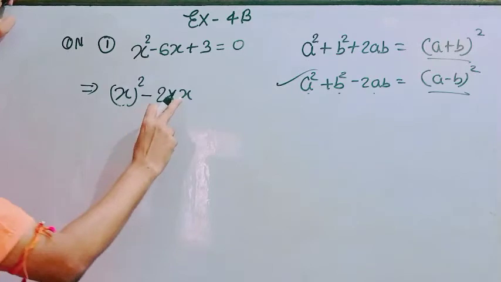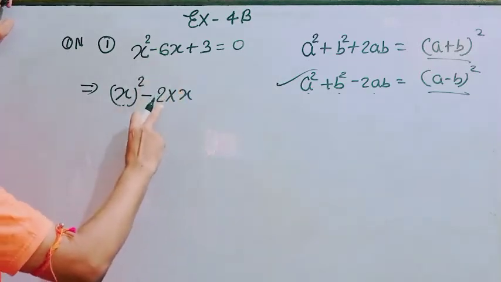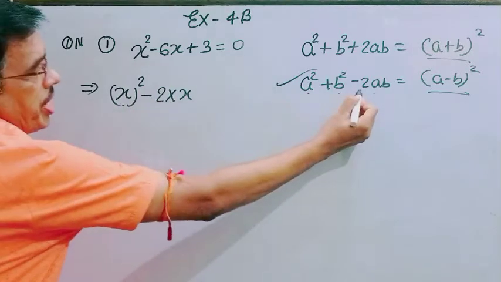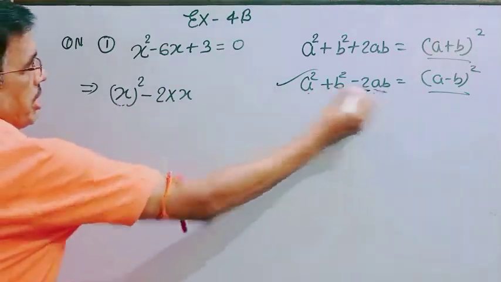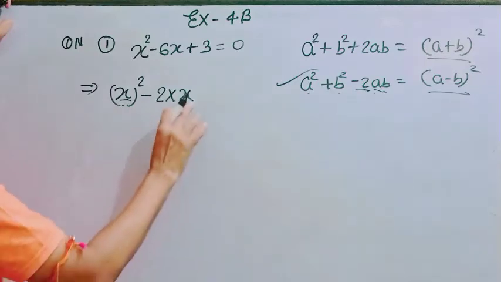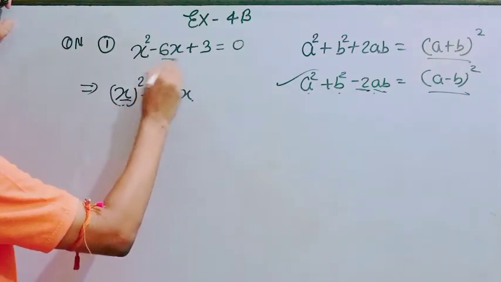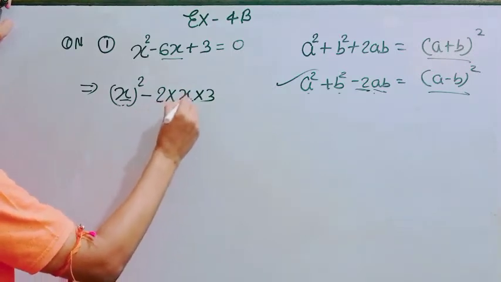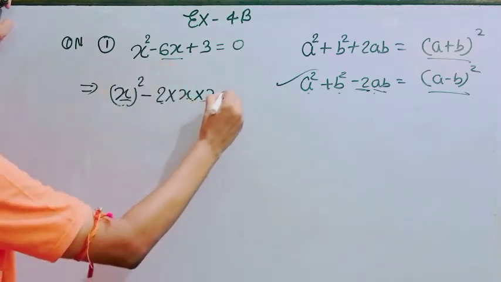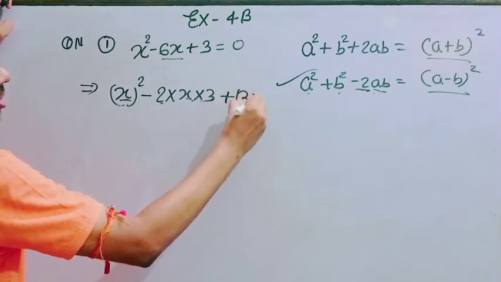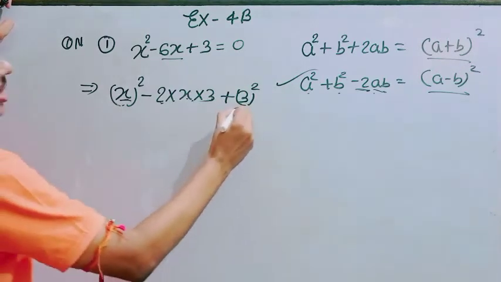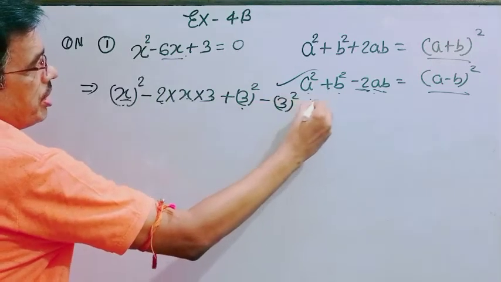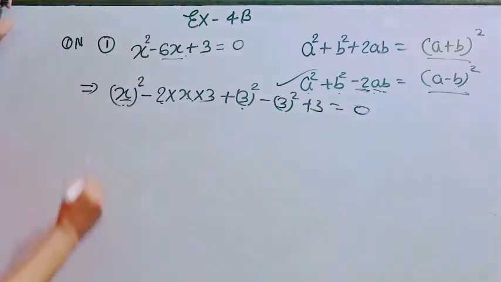Now what do you write here? Here is 2 into x and here is 6. So 2 is from the formula, and a is here, that is x. Then what is b? Then you get 6x, so it is clear, you write 3. So it is 2 into a into b, then it is 6x plus b square. And next, this b square is not given in your question, so you write minus b square and plus 3 is equal to 0.